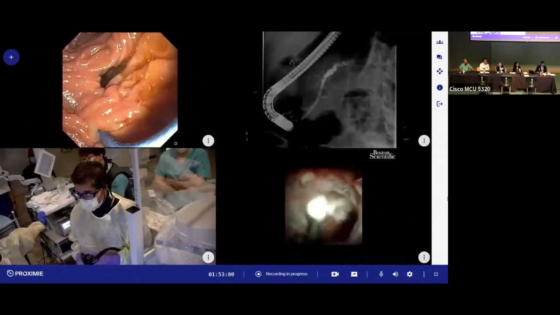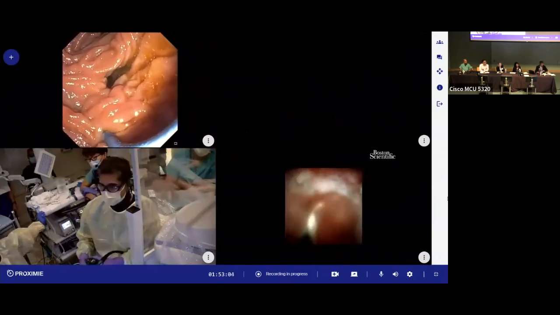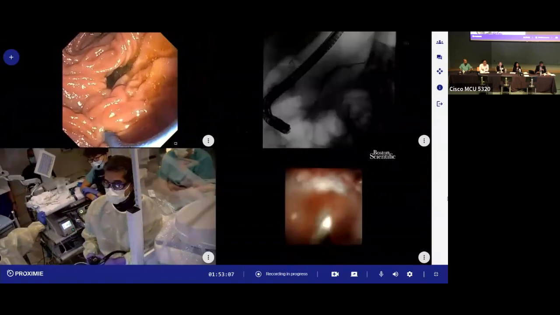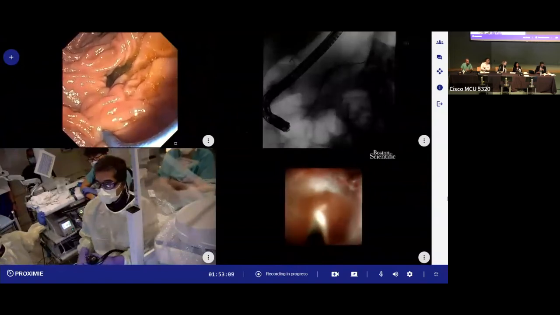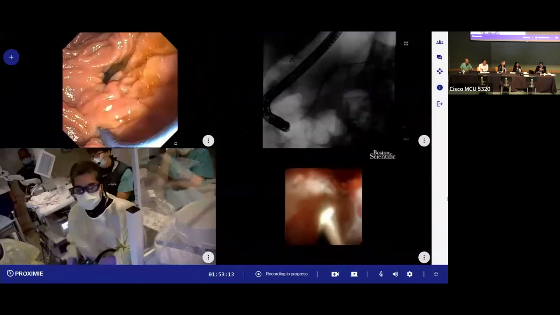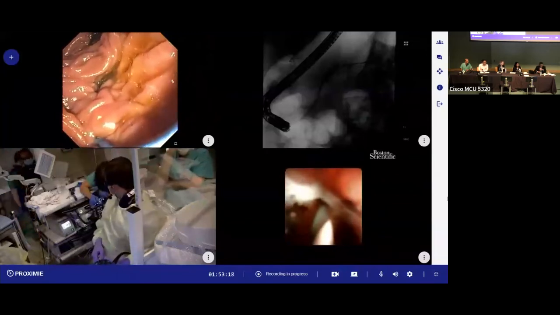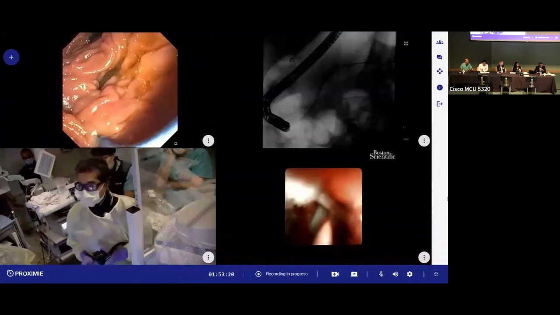Can you comment, Raj, on the flow rate you use for the saline irrigation? There we go. So we got the wire up there. You see that on fluoro? Good. It's up there. So when I'm in the pancreatic duct, I tend to reduce the irrigation force. But we're at 60%.